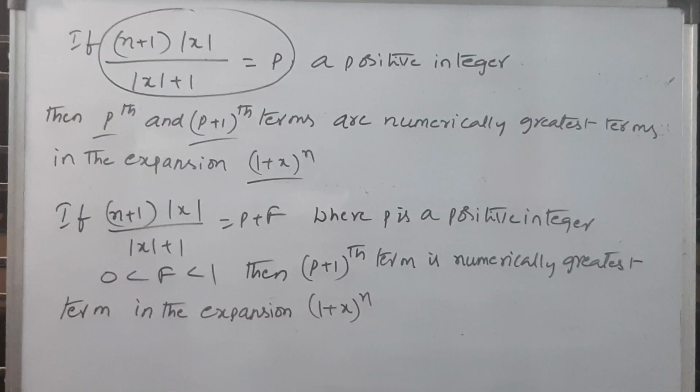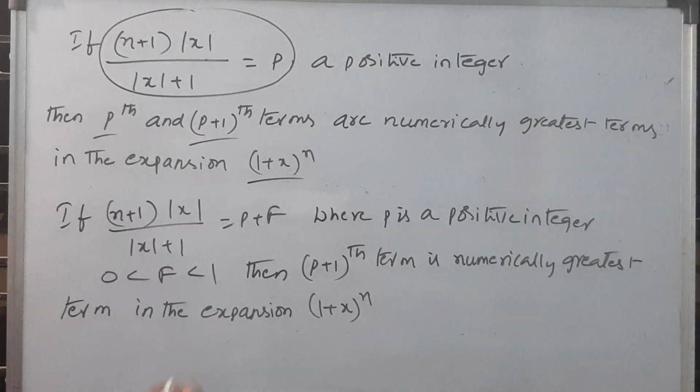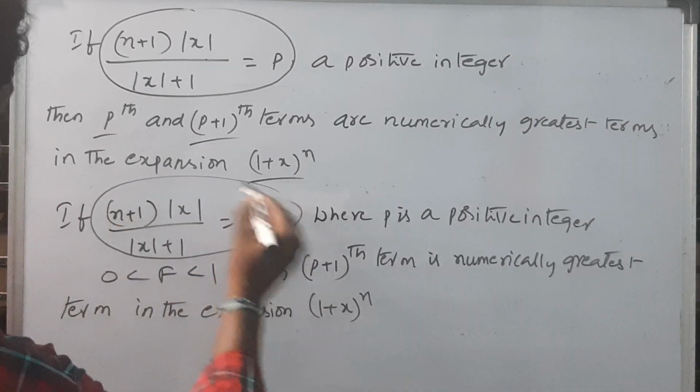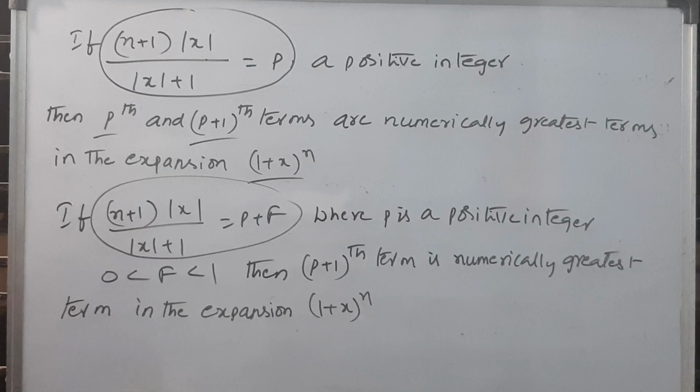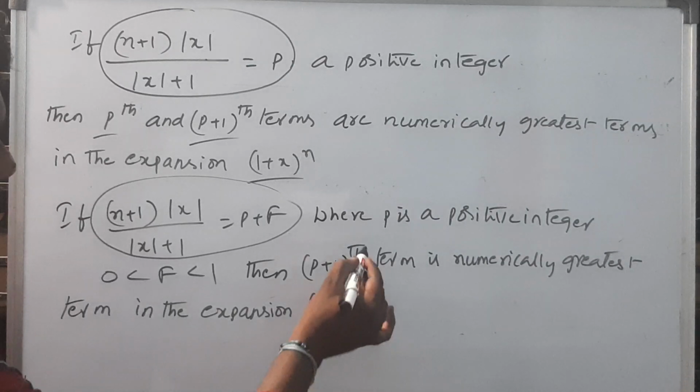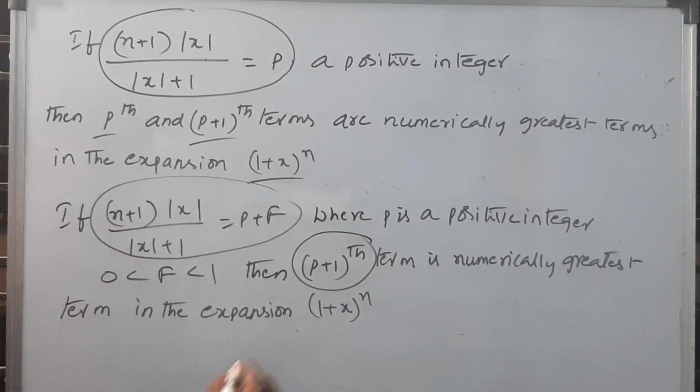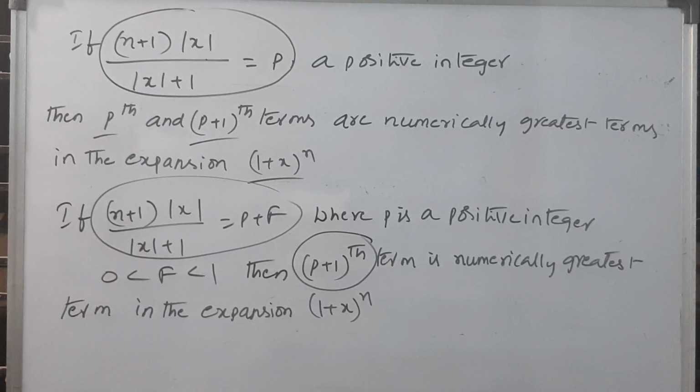So if this condition applies, that means (n+1)|x|/(|x|+1) equals p plus f, then the numerically greatest term will be the (p+1)th term in the expansion (1+x)^n. Now see some formulas.